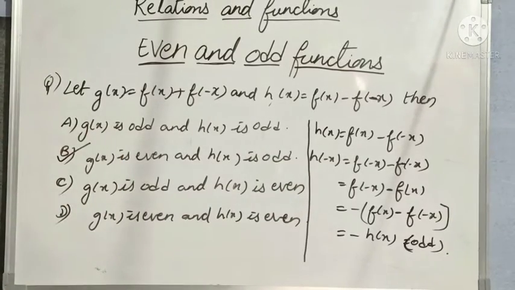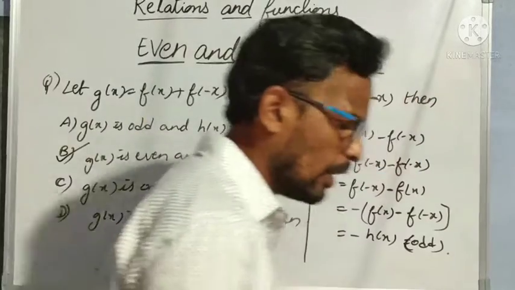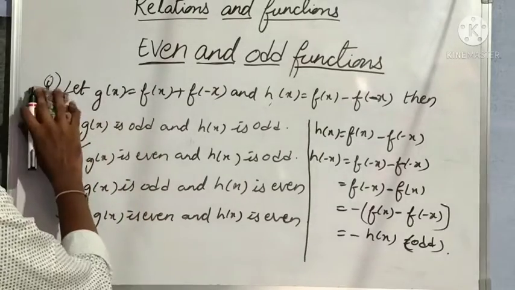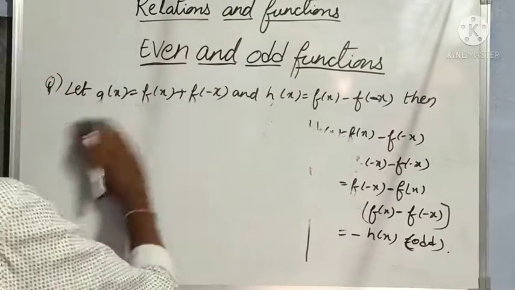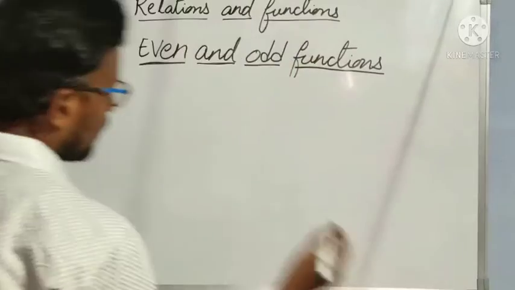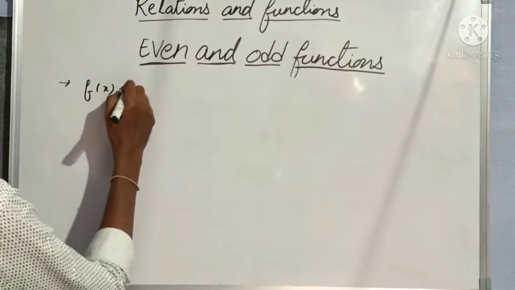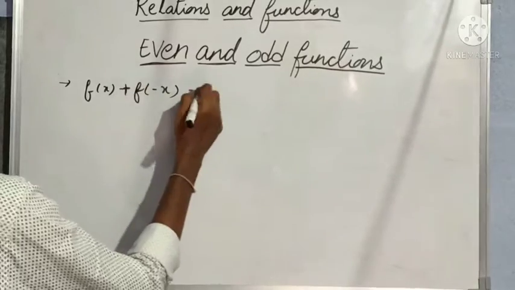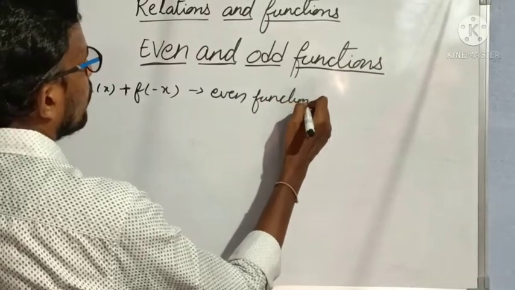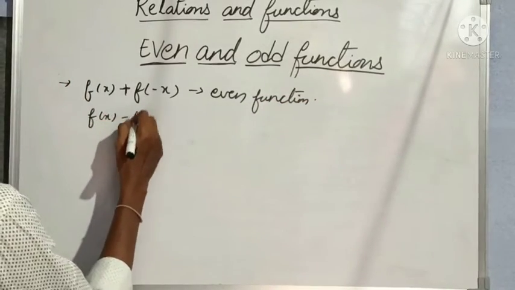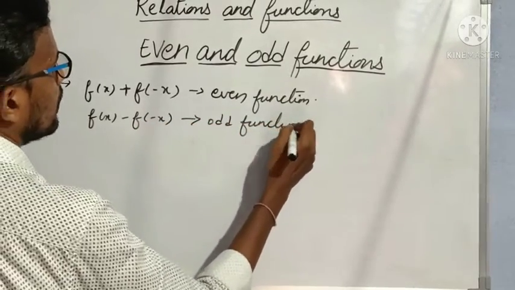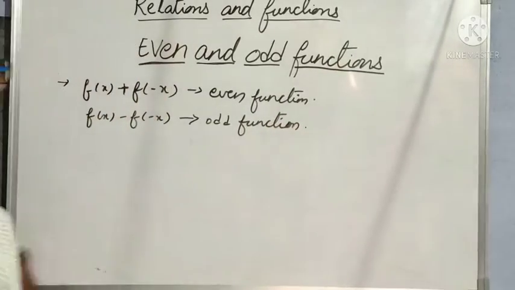Understood? Okay. So now we have derived one interesting formula, that I am writing. Up to here everybody understood, I hope so. Now let us write the formula. Irrespective of the function, whatever the function it is, what we have derived is f of x plus f of minus x is always what type of function? Even function. In the same way, f of x minus f of minus x is what type of function? Odd function. Now only I have explained, in the place of x we have to substitute minus x, then we do the solution. Understood?